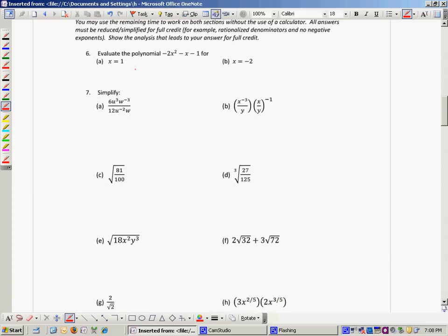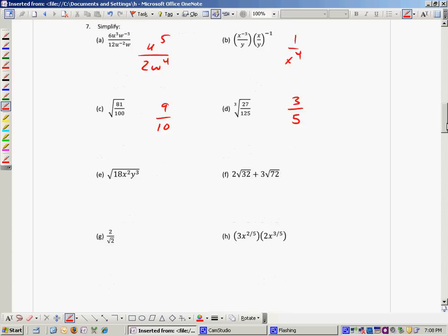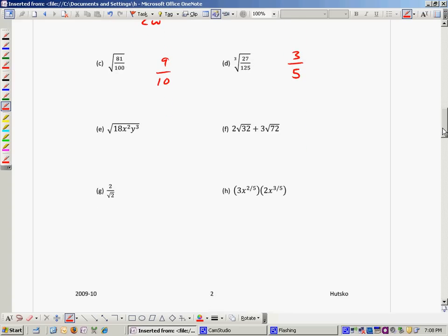Silly mistakes on 6a and 6b. Your answers were -4 and -7. A was u to the 5th over 2w to the 4th. B was 1 over x to the 4th. Find your mistakes. I'm sure they'll make sense to you. C and D were generally correct, or generally got correct by most of you.